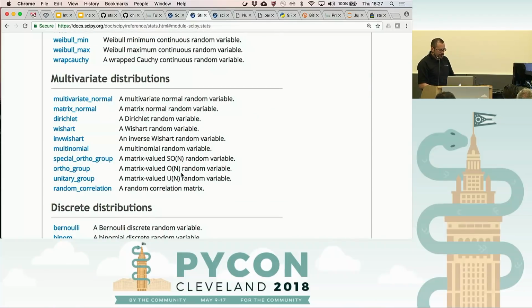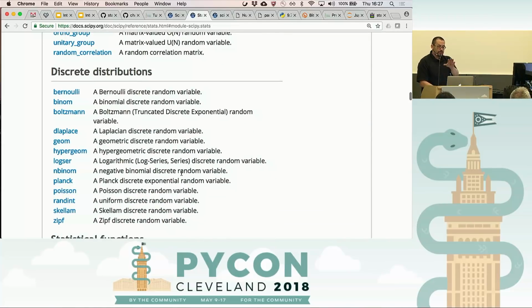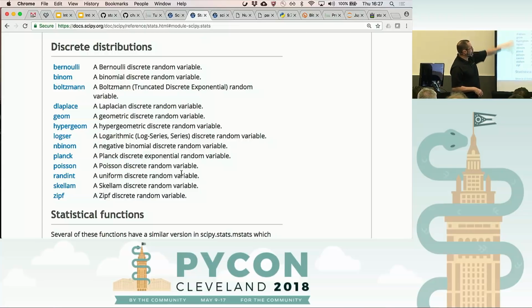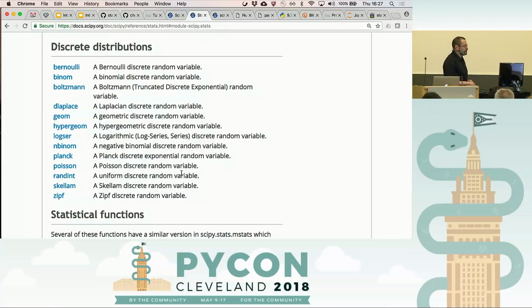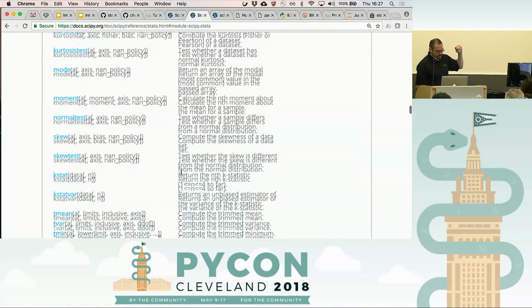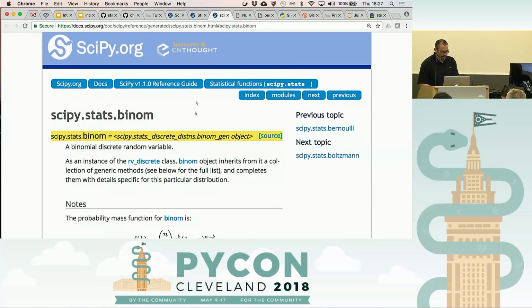We have what's called multivariate distributions that look at various types of multiple variables that correlate with things. We have some discrete distributions, which is what we were looking at a moment ago. And there's various ways to handle particular types of discrete distributions. And then, of course, they've got a whole slew of statistical functions, like mode and calculating for skew and for variation and standard deviation, etc. So let's go dive in on one of these.